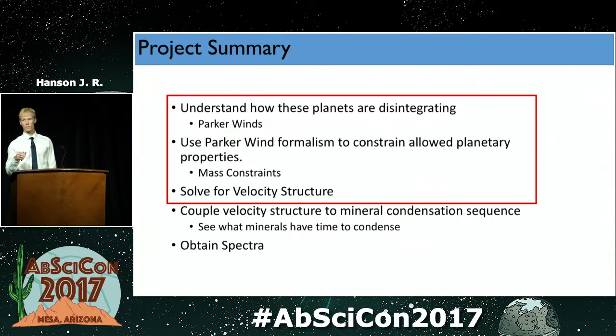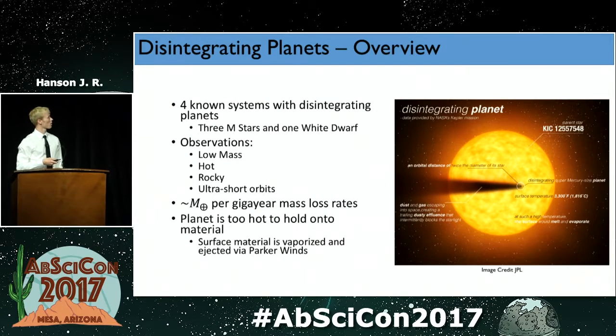So what can you learn about planets that are hydrodynamically losing mass via Parker winds? A little bit more about disintegrating planets. You may be surprised to know that there are only 4 known disintegrating planetary systems, 3 around M stars and 1 around a white dwarf. Observations tell us that these planets are extremely low mass. There are upper limits on their masses.